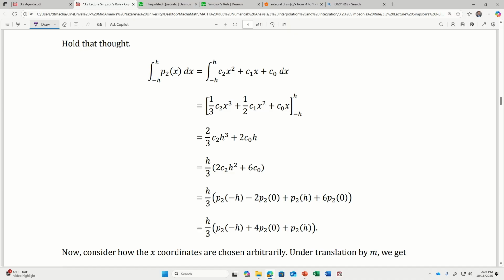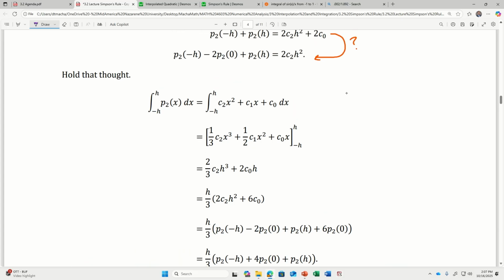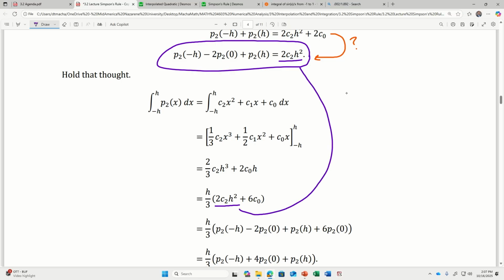And there's a little bit of basic simplifying until this step that might look a little bit confusing, except we're going to use this definition for 2c2h^2 right here. And then likewise, c0 was the same thing as p2 of 0. Do you see what happened?